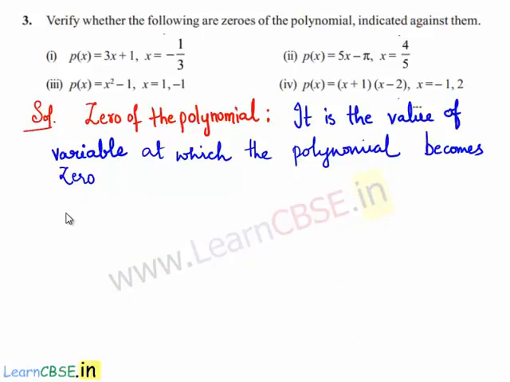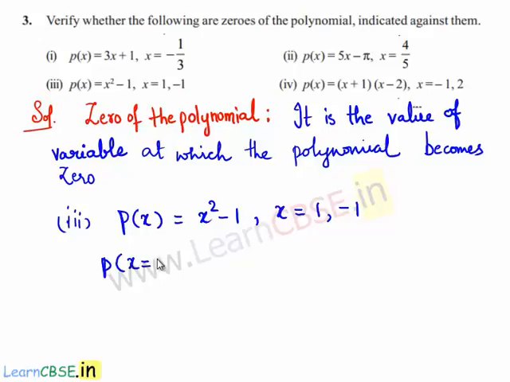So let us move to the third problem, which is p of x is equal to x square minus 1, provided x is equal to plus 1 and minus 1. First, let us take x is equal to 1, which is p of 1. Substituting the value of 1 in the place of x, we get 1 square minus 1, which is 1 minus 1, that is equal to 0.